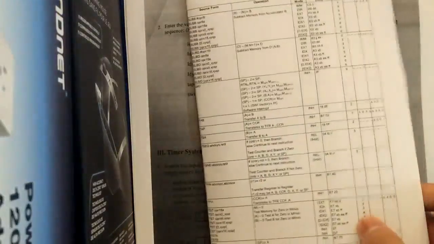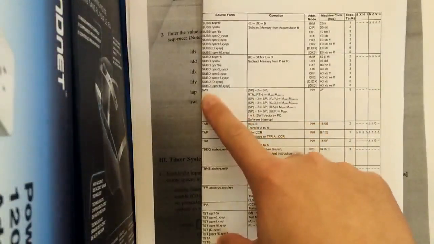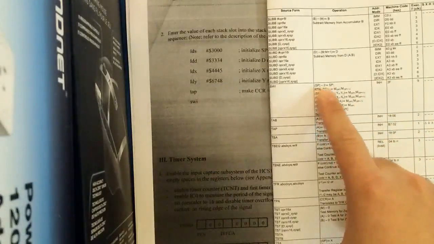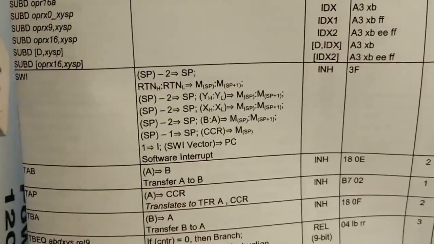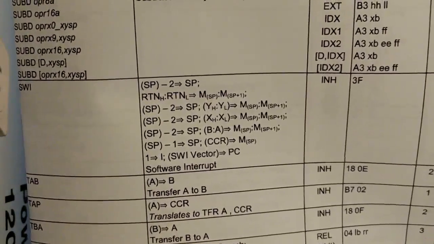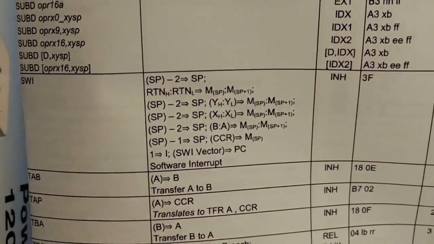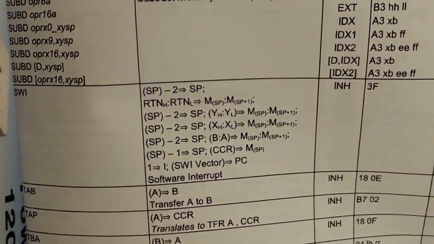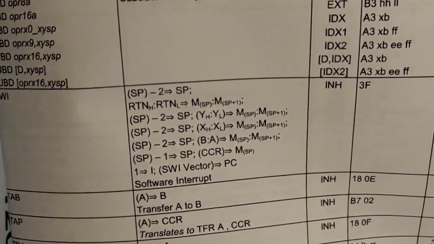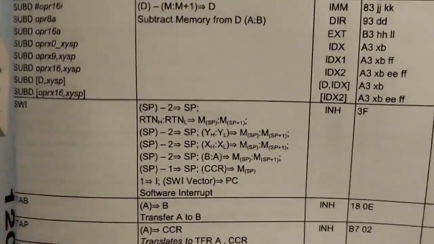So I printed out the instruction set over here, and so this is SWI here, and SWI says that it goes from SP minus 2 from the stack pointer, and then it says RTNL. Sorry, let me just get this a little closer for you. Zoom in on that. So it says RTNH and RTNL goes into the memory of the stack pointer, and then to the memory of the stack pointer plus 1. And then the next one is SP minus 2 again, and then SP. And then it goes YH to YL, and then goes into the memory of SP plus 1. So what does that mean?